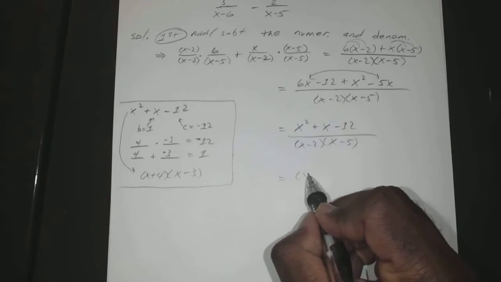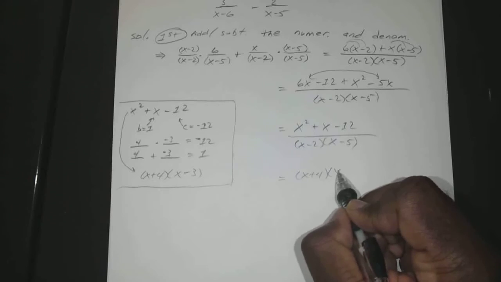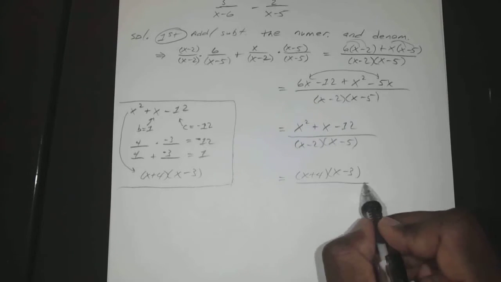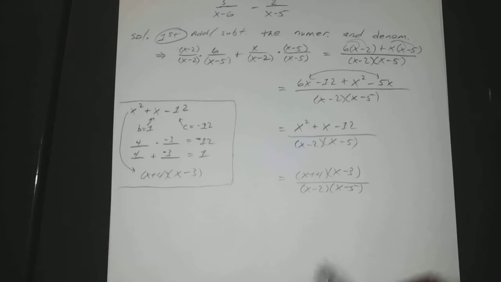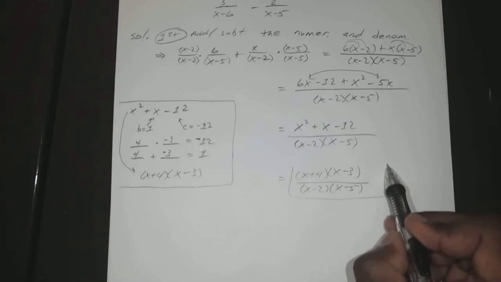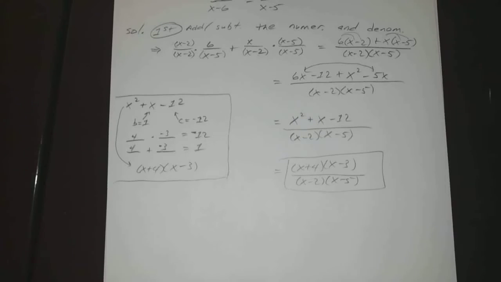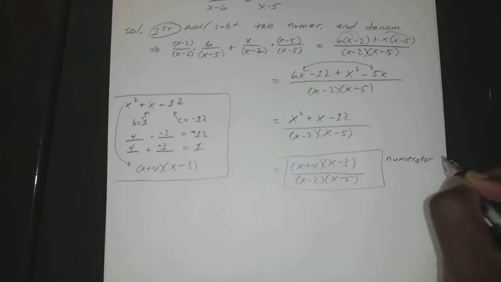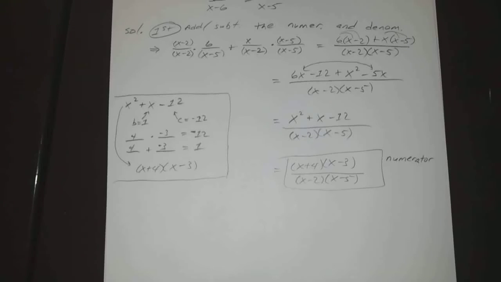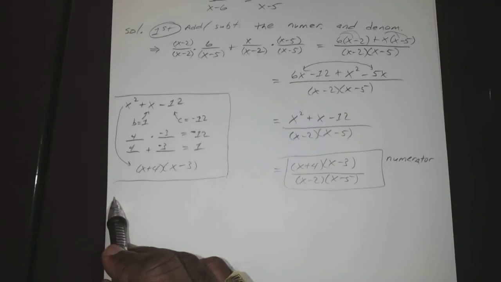Okay, so we have x plus 4 times x minus 3 all over x minus 2 times x minus 5. Okay, so nothing canceled here, but it doesn't mean it won't cancel out later. So we leave it factored. Okay, so we know this is our numerator. So now we just have to subtract our denominator.